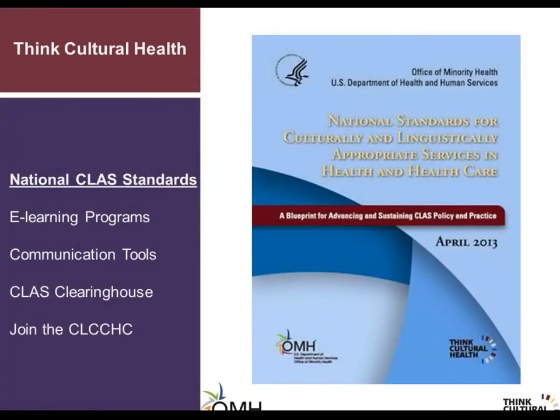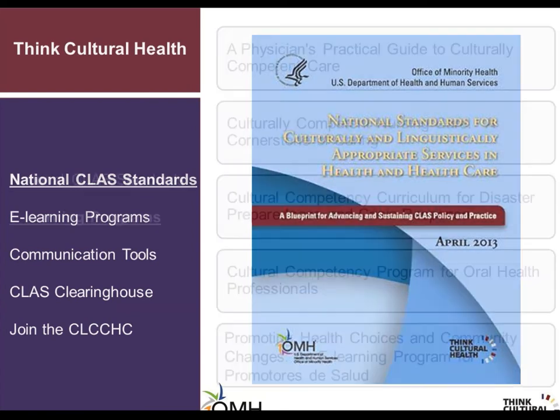Think Cultural Health houses the National CLAS Standards and its implementation guide, a blueprint for advancing and sustaining CLAS policy and practice, simply referred to as the blueprint. Think Cultural Health is the only place to find both the PDF and a web-based version of this content. The blueprint outlines the case for CLAS and explains the concepts that the standards are grounded in, such as the OMH definitions for culture and health, which I talked about earlier. Then, the blueprint offers one chapter per standard that explains the standard's purpose and provides strategies for implementation. Each chapter also provides a list of additional resources for more information.